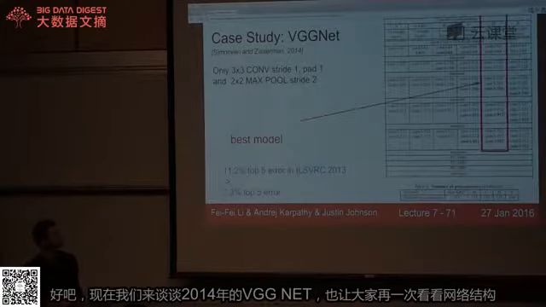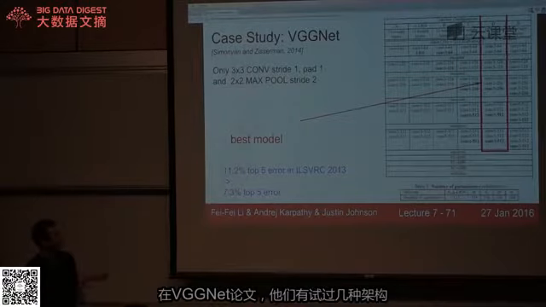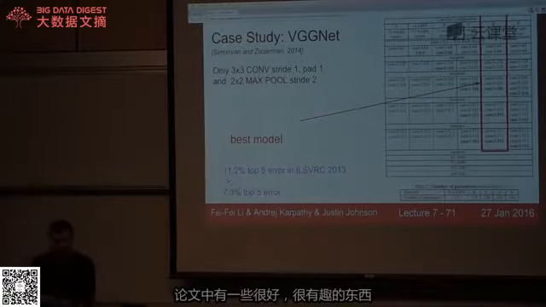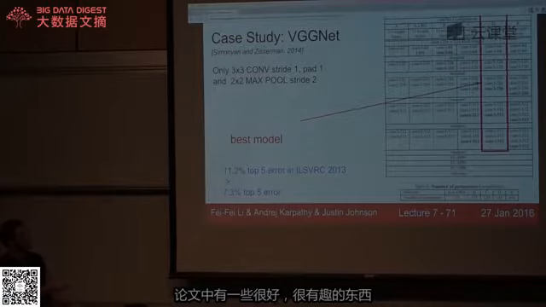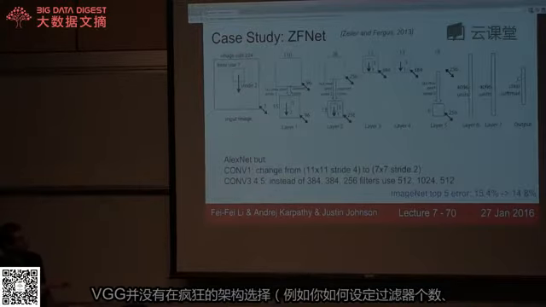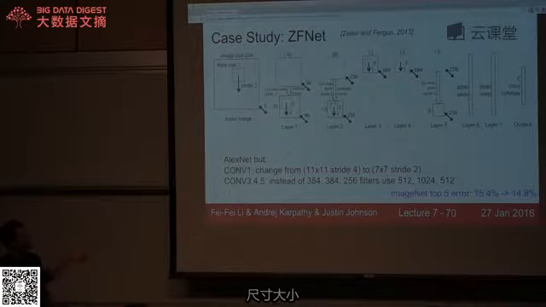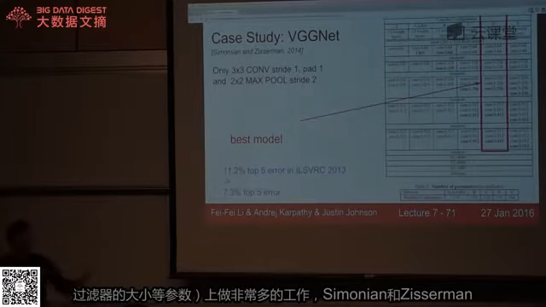Okay, so now we'll talk about VGGNet from 2014, again to give you an idea of what these look like. In the VGGNet paper, they had several architectures that they tried. What was nice and very interesting about this paper at this time was, instead of going kind of crazy with the architectural choices of how many filters and what sizes, there were way too many parameters in how you change the filters, what the sizes of the filters were.